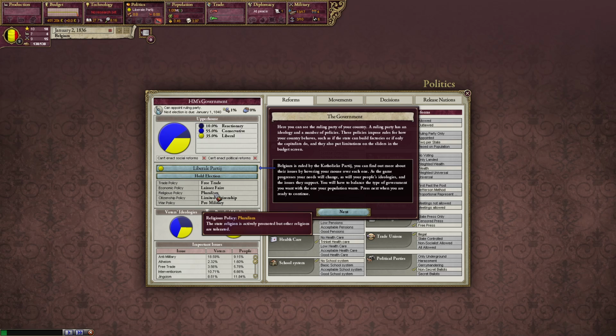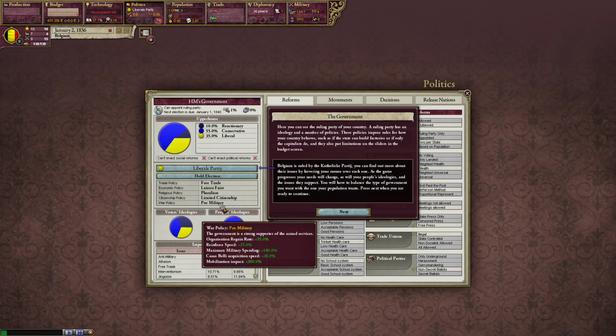The state religion is actively promoted, but other religions are tolerated. Limited citizenship: only people of your nation's primary and accepted cultures are allowed the vote. Assimilation rate plus 10%. Accepted cultures can vote. And our war policy is we are pro-military. And those are all the pluses and everything.